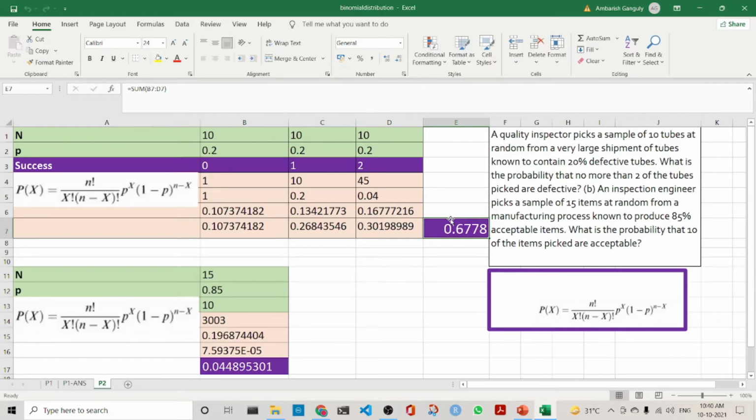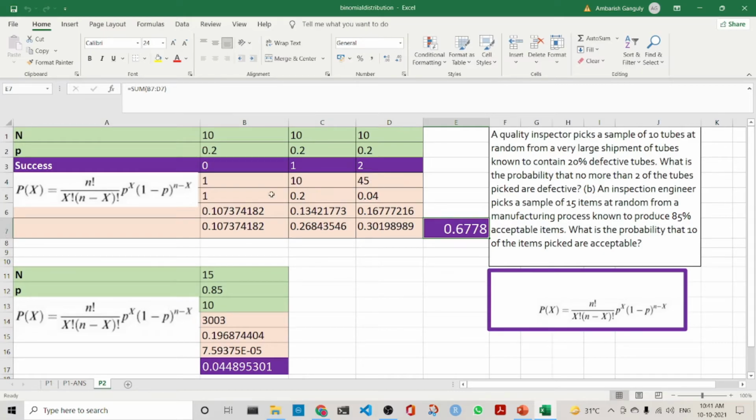So in summary, what have we done? The number of trials is 10. The probability of success in this case, but it's actually defective, is 0.2. And the items we are considering are 0, 1 and 2. And this is how we are calculating it. We have used Excel as a calculator. We have not calculated manually, but have done it through Excel.